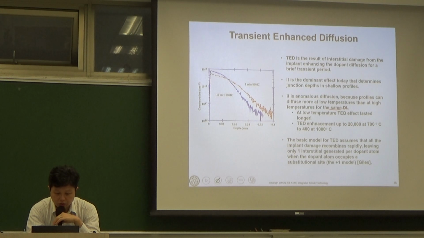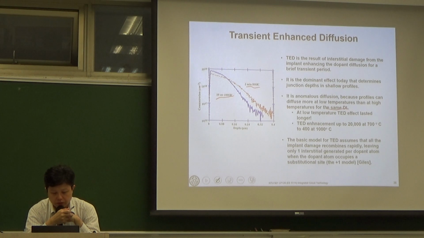You can see for the lower temperature, these red curves, the dopant will diffuse deeper into your substrate. It's quite different from our intuition. Right? We know from the diffusion chapter that when we increase the temperature, the dopant can diffuse faster. But here, you can find out that at 800 degrees C, you will see the dopant diffuse deeper into your material.